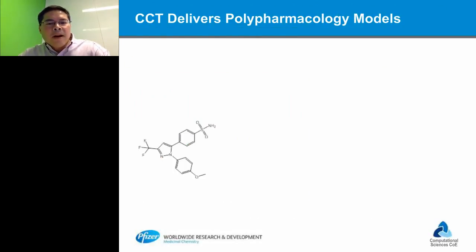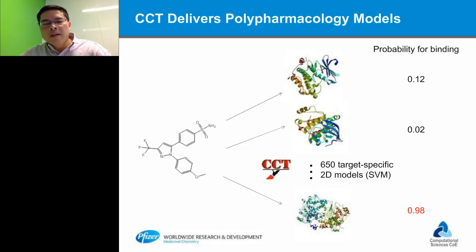CCT has also been wired to handle polypharmacology models, and these can be very useful in case of phenotypic screening where the bioactive molecule's mechanism of action is not known. So you may want to test the likelihood that it binds a battery of different proteins, and you can do that in silico. It's also useful for potentially understanding what the molecular culprit would be for a compound that's shown adverse events.